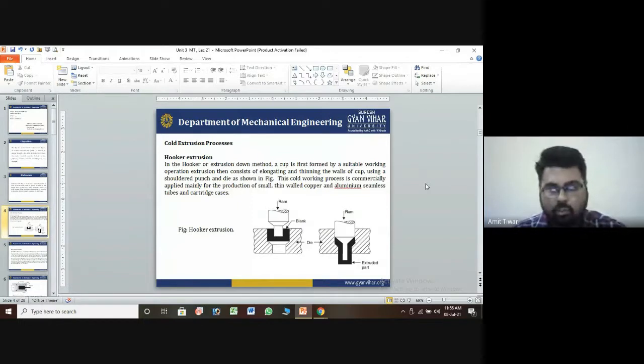This cold working process is commercially applied mainly for the production of small thin-walled copper and aluminum seamless tubes and cartridge cases. You can see the figure here to understand. This is the Hooker extrusion, where this is the die section, and this is the ram section on the upper part. You put the ram into the die, fixed there, and it extrudes the part. You can see this part is very short, and the thickness is more here.